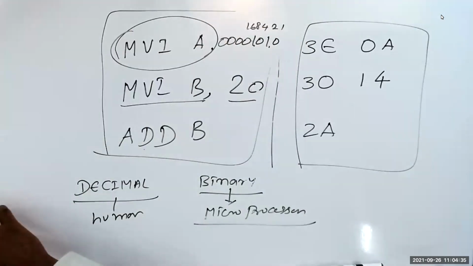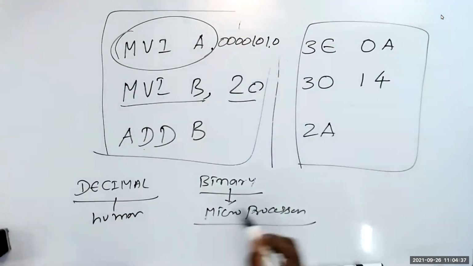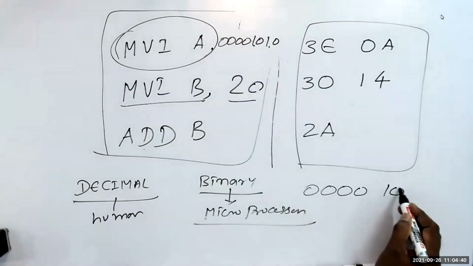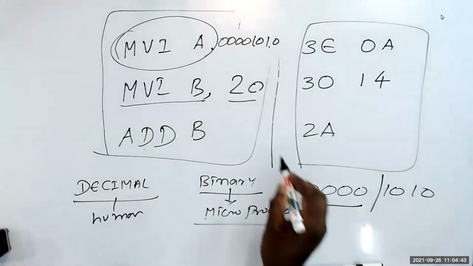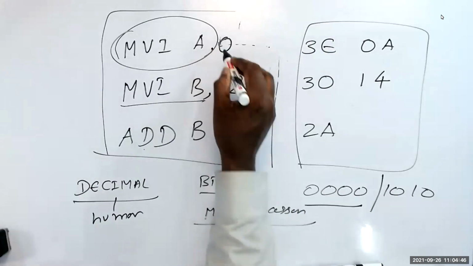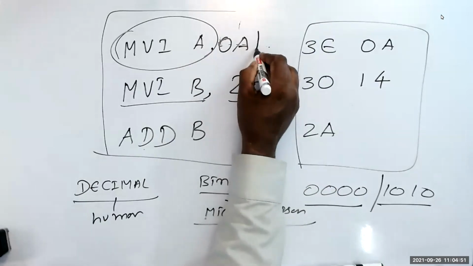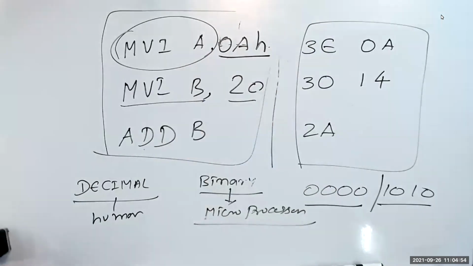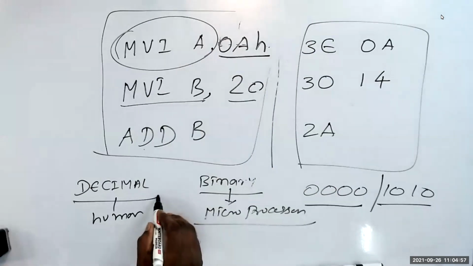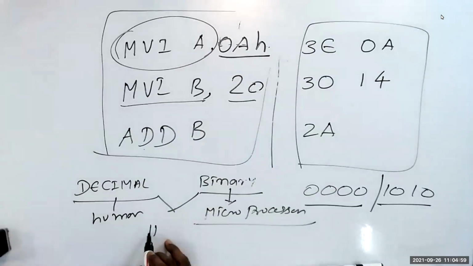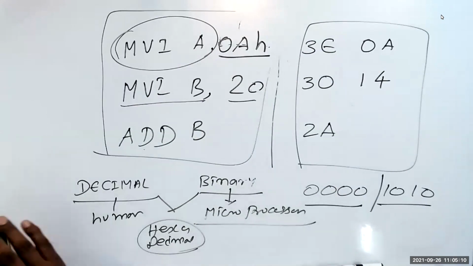That is boring. So instead of writing 0, 0, 0, 0, 1, 0, 1, 0, people made a shorthand: 0A, and you have to put H. That means it's a shorthand. The shorthand name is called hexadecimal. So hexadecimal is a shorthand of binary. There's nothing really called hexadecimal. Please understand, you need to expand it whenever you see that H.